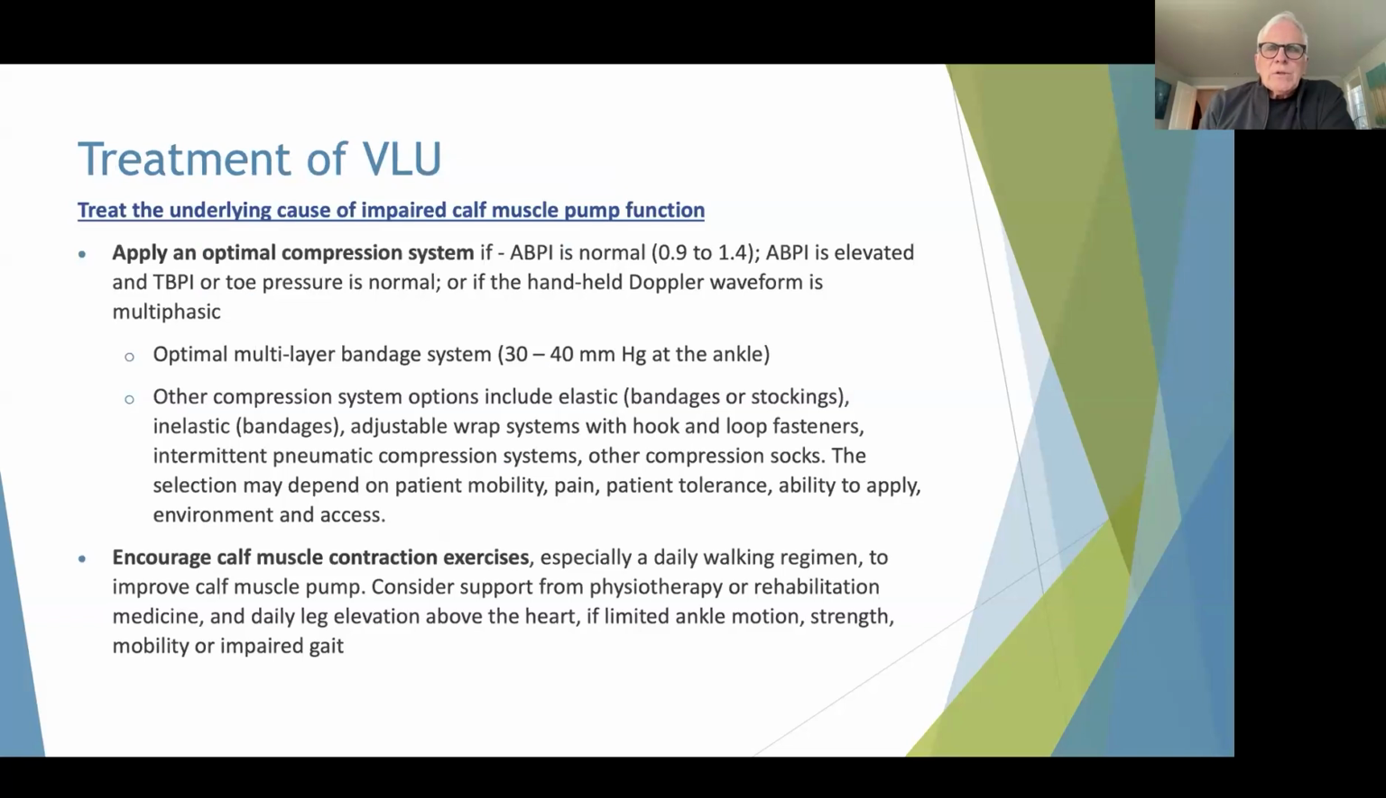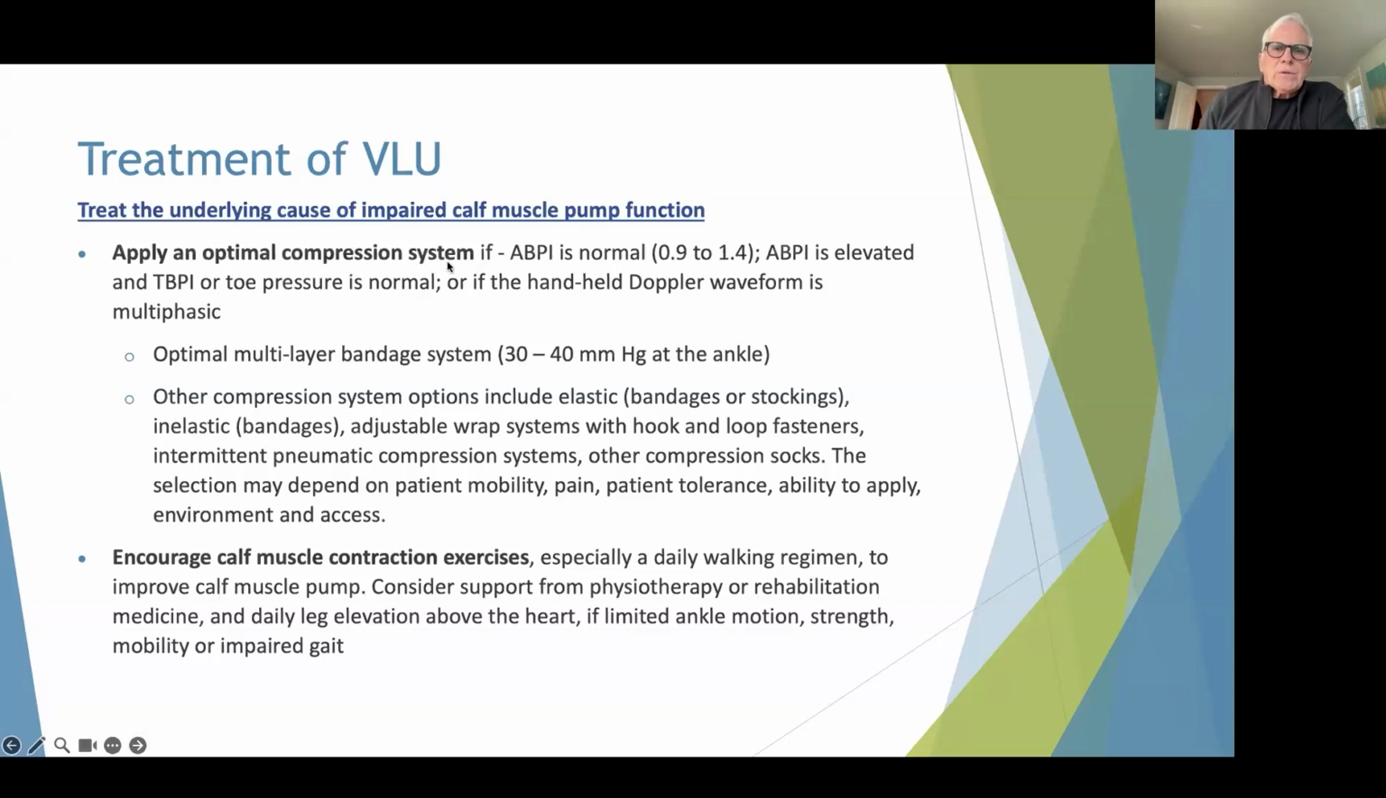And I'm just going to highlight on a few slides some of the key elements because I think it's important to touch on those in this talk. So one of the key things is that when you treat patients with venous ulcers, as I mentioned at the outset, you have to treat the underlying cause, which is the impaired calf muscle pump function. So what's our approach to that?